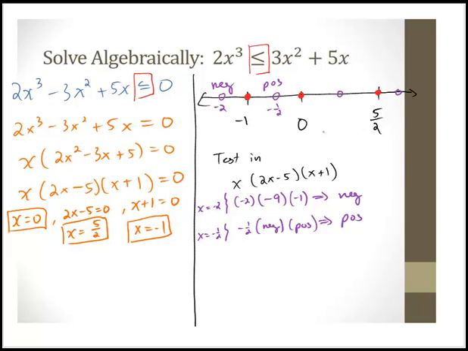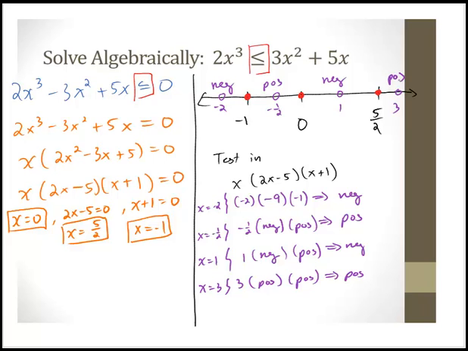Testing between 0 and 5 halves, how about x equals 1? So that would give me 1 times (2 times 1 minus 5), that's a negative, and 1 plus 1 is a positive. So that would give me a negative. And finally, testing a value greater than 5 halves, how about 3? That would give me 3 times (2 times 3 is 6 minus 5) is positive, and 3 plus 1 is positive. Positive, positive, positive, that's a positive.